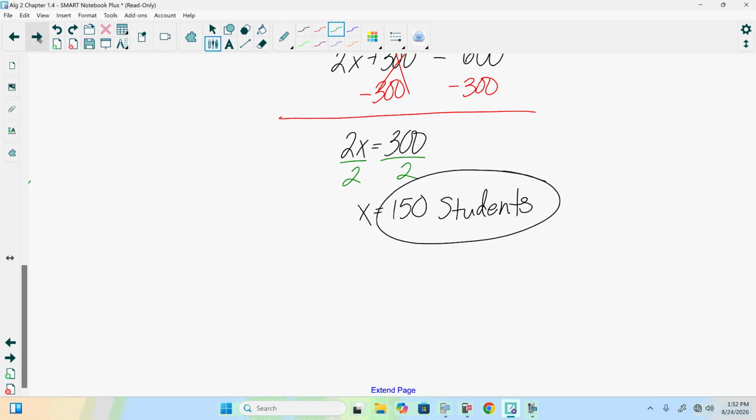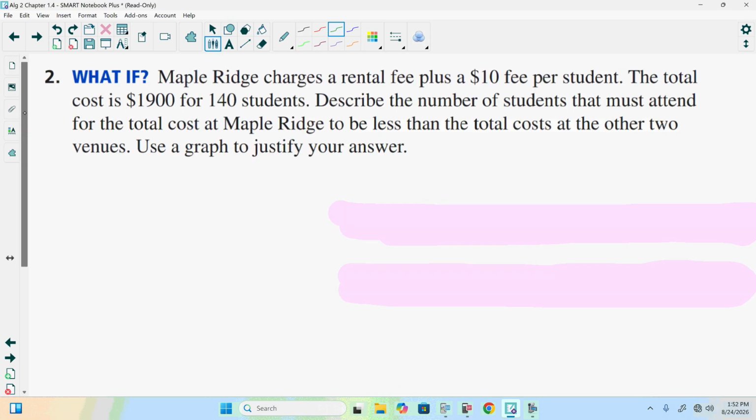All right, Maple Ridge charges a rental fee of $10 per student. The cost is $1,900 for 140 students. Describe the number of students that must attend for Maple Ridge to be cheaper than Sunview and Lakeside. It'll be nice to actually get the equation so we can compare them, yes?